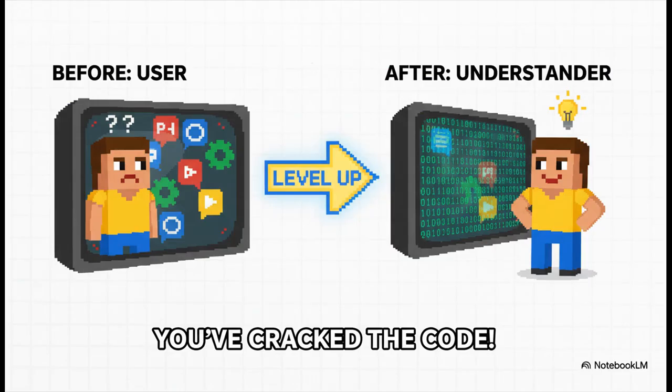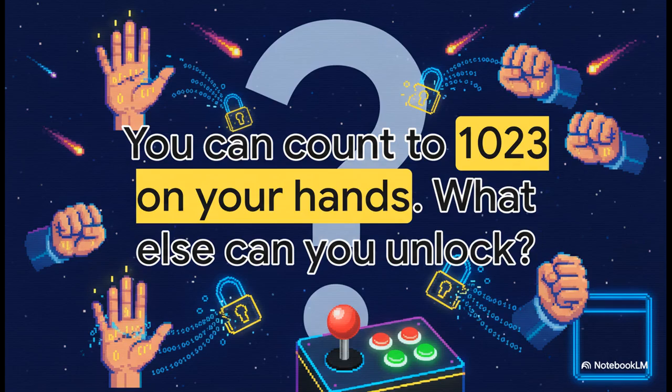Because from this moment on, you don't just use technology anymore. Now, you're one of the people who actually understands its most basic language. You can now count all the way to 1023 on your own two hands. So the real question is, now that you can read the code, what else can you unlock?